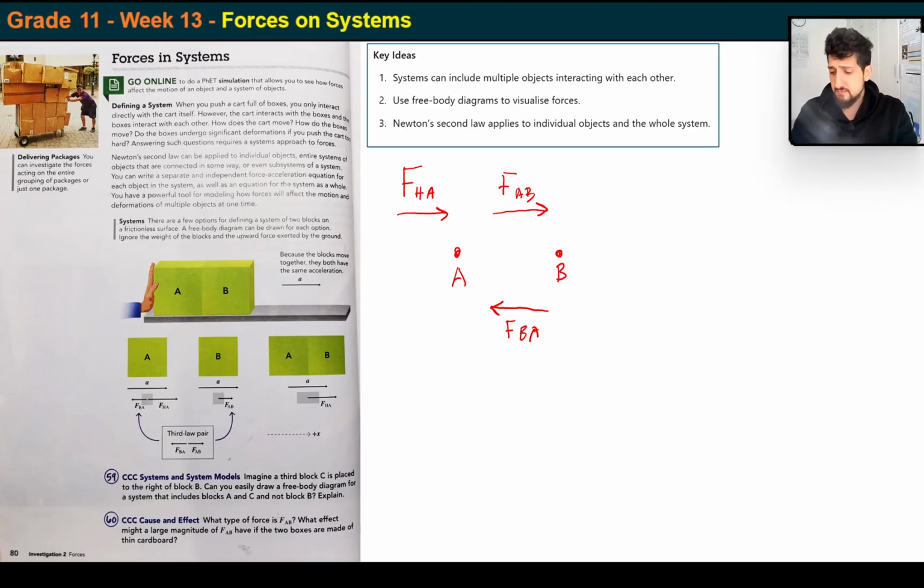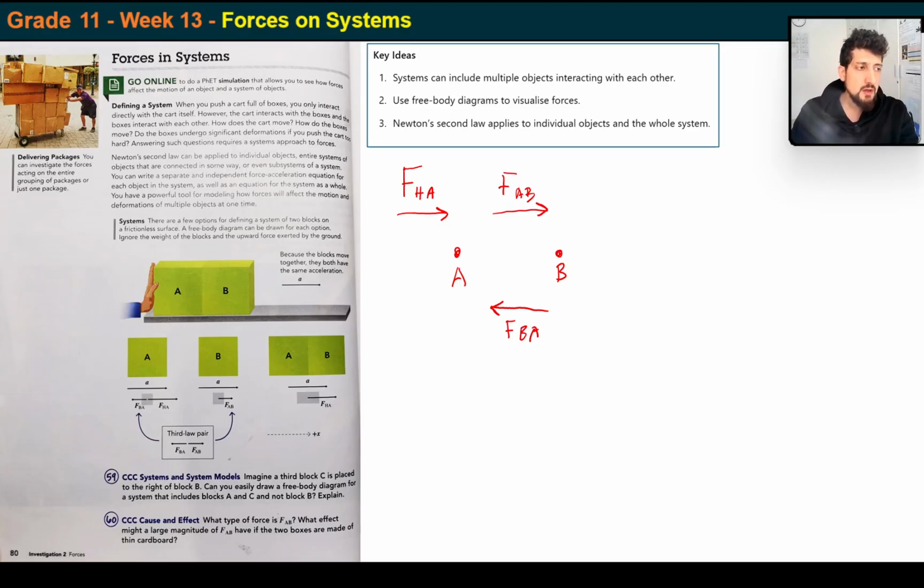Right. Question 59 says, imagine a third block, C, is placed to the right of block B. Okay. And can you easily draw a free body diagram for a system that includes blocks A and C and not B?